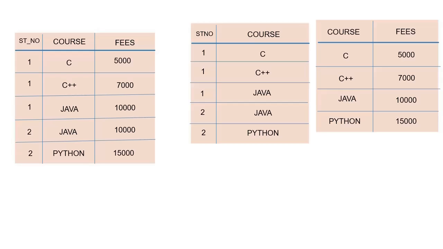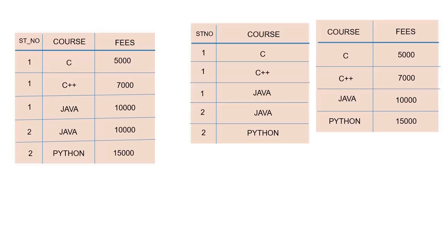We have 3 columns here, student number, course and fees, and all the column names are unique. No column name is repeated, so it follows the second rule of first normal form. As for the values of rows, all the values are atomic. No attribute has a list of values in a particular row. So this table completely follows the first normal form.